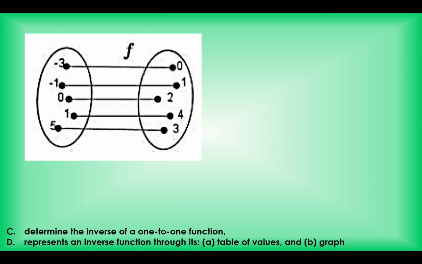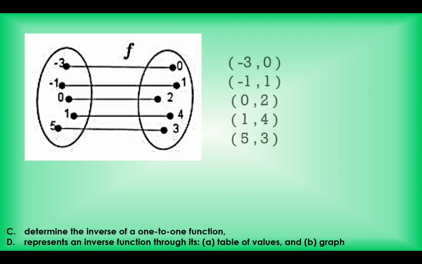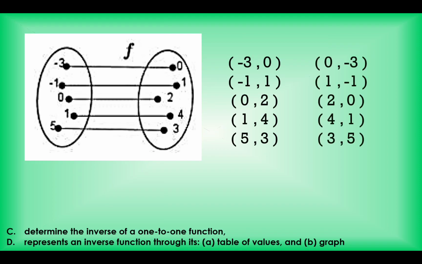Ngayon, let's go now to determining the inverse of a one-to-one function. Dapat alam natin how to determine if a given is a one-to-one function, even if it is just an ordered pair, a graph, or a real-life situation. Now, what is an inverse of this one-to-one function? Remember that the ordered pairs for this function given earlier were (-3, 0), (-1, 1), (0, 2), (1, 4), and (5, 3).